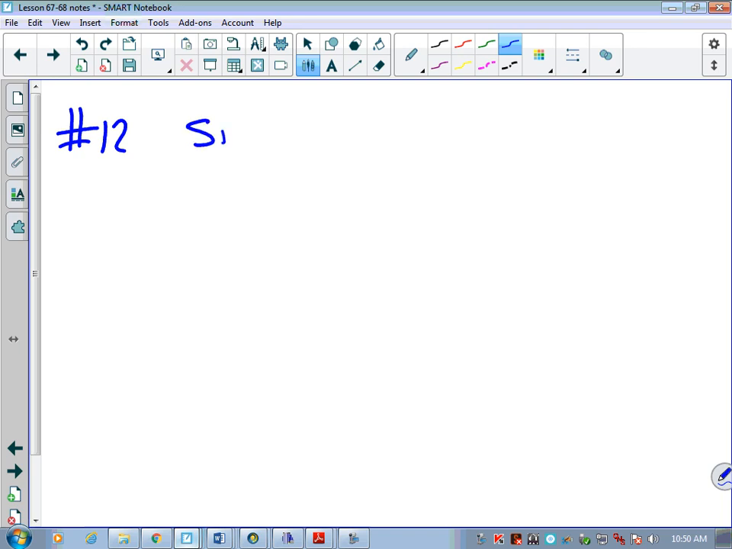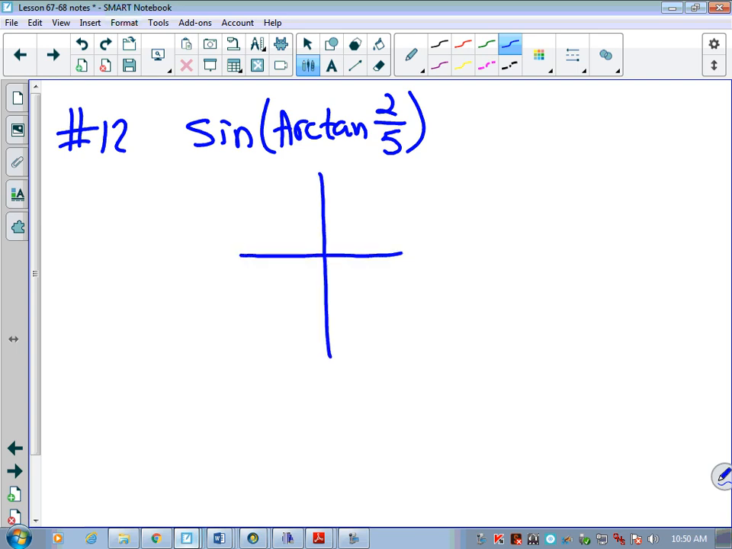We want sine given arctan 2/5. Okay, so easiest way to look at this is arctangent. Tangent is opposite over adjacent. So both numbers are positive. So 2/5. Okay. Make sure I'm on the right track here. We're looking for theta.